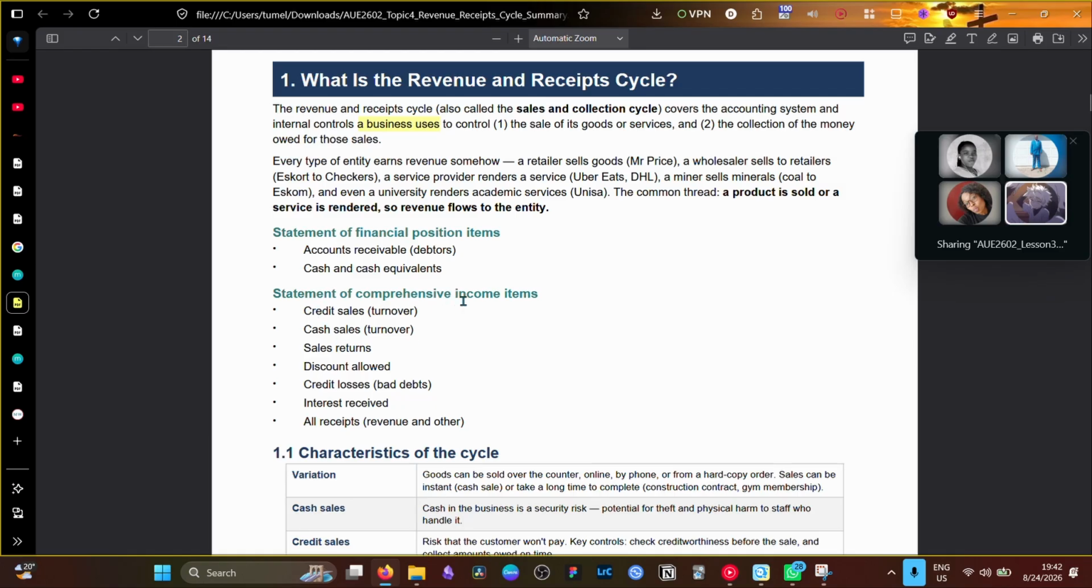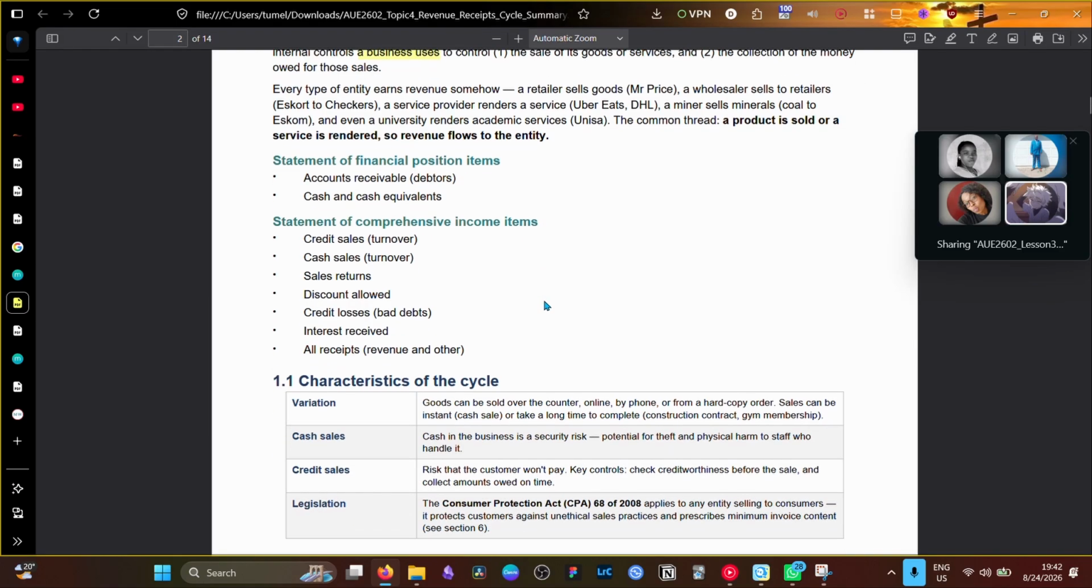Then we have statement of comprehensive income items. What do we have here? We have credit sales, money we made by selling or rendering a service on credit. Cash sales, someone paid in cash for our service or a product.